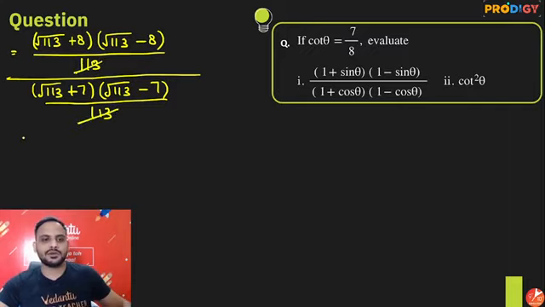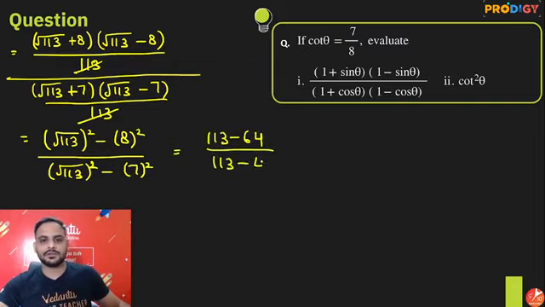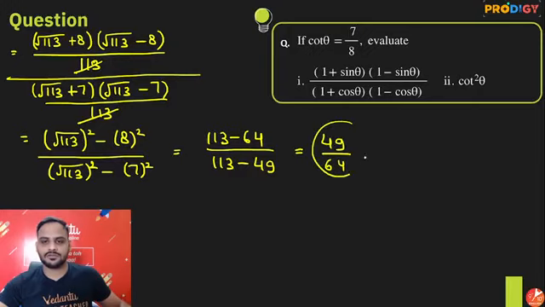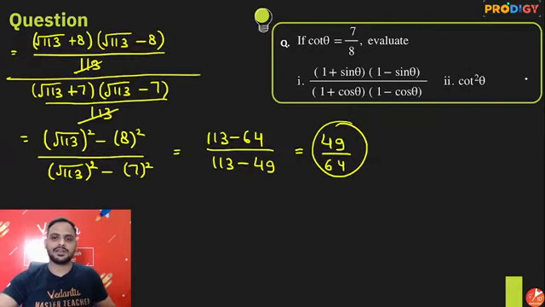Now a plus b into a minus b is a square minus b square. So a square minus b square, and here also a square minus b square. So here you will get 113 minus 64 upon 113 minus 49, which is equal to 49 by 64. Which value is exactly same as cot square theta, but now you will not understand. Later you will get to know.